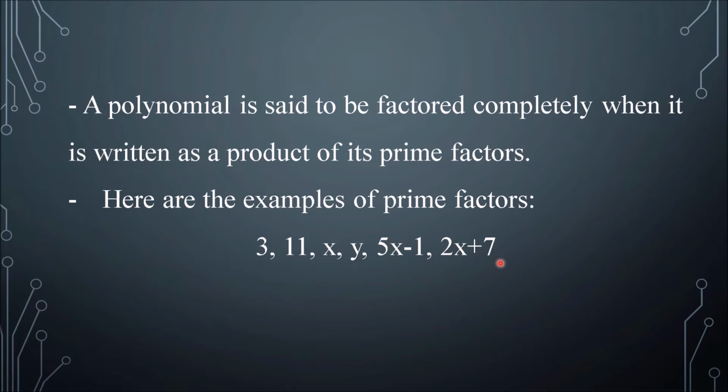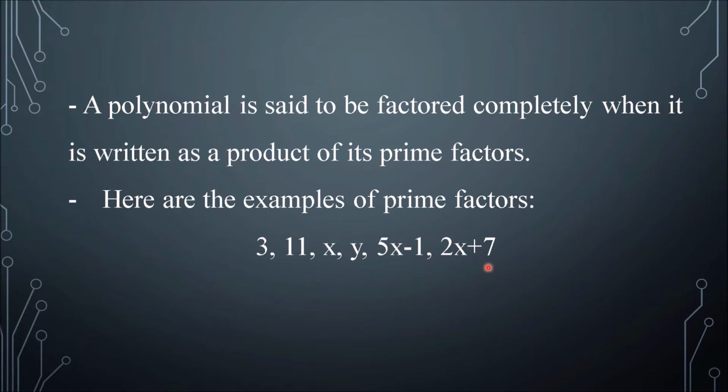Now how do we know if a term or a polynomial is considered a prime factor? Let's take a look at 3. 3 has no other factors other than 1 and itself. 11 has no other factors other than 1 and 11. As well as x, y, 5x minus 1, and 2x plus 7.